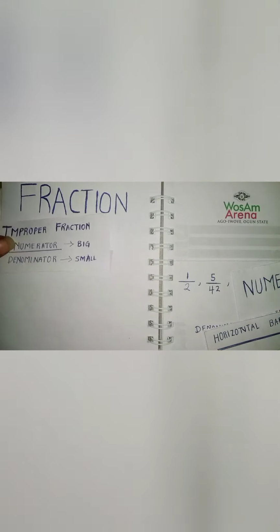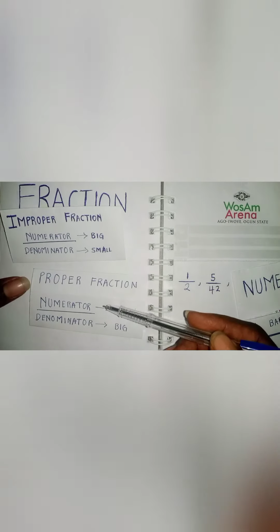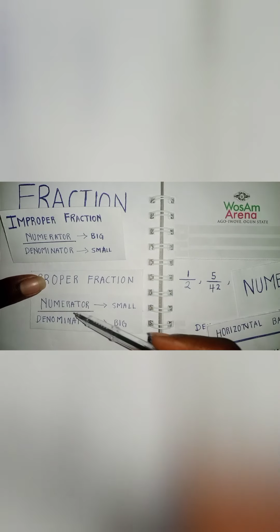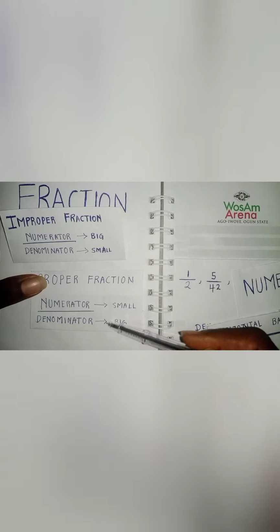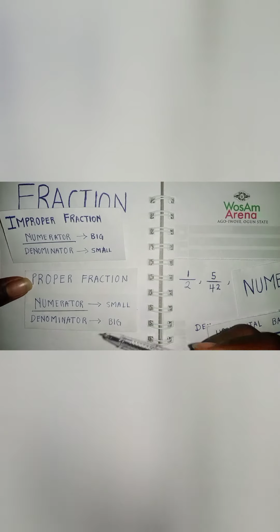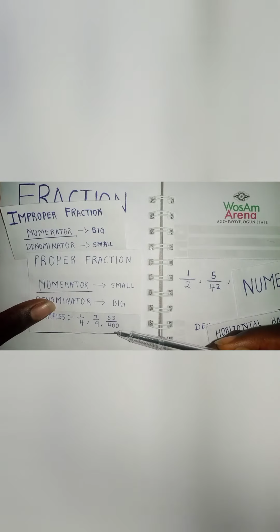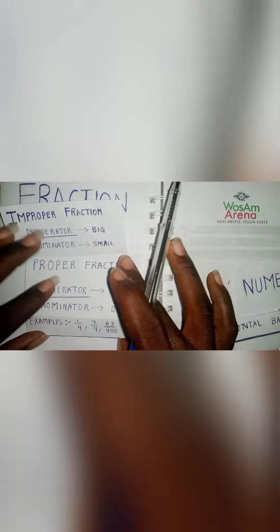Let's move to the next type of fraction, which we call the proper fraction. It's just the opposite of the improper fraction. The proper fraction also has a numerator and a denominator, but the denominator is bigger than the numerator. That's the difference. It is as simple as that. Here are some samples: 1 divided by 4, 7 divided by 9, 63 divided by 400. That is an example of a proper fraction.